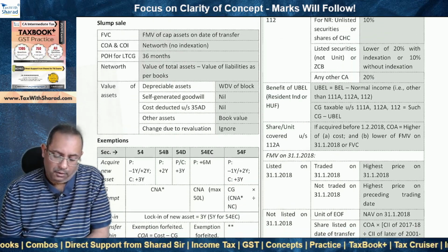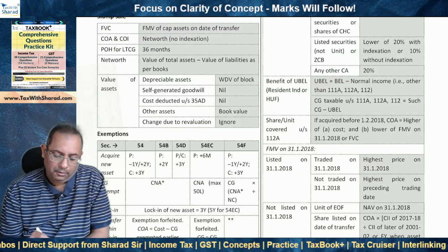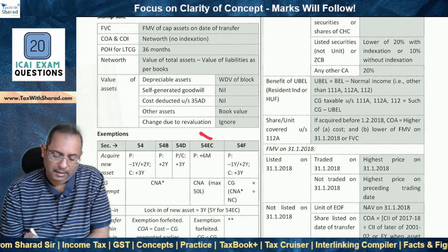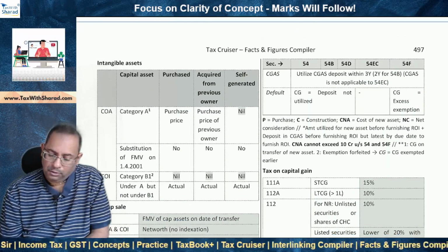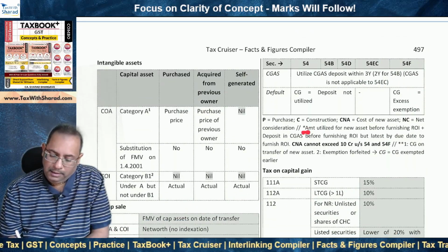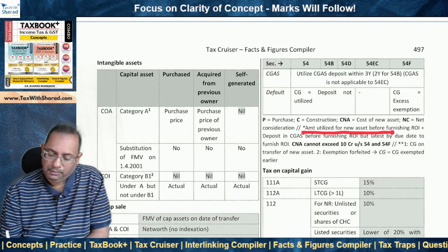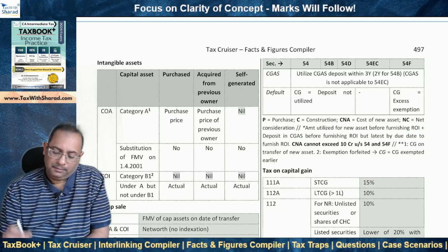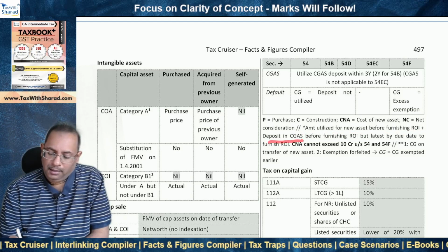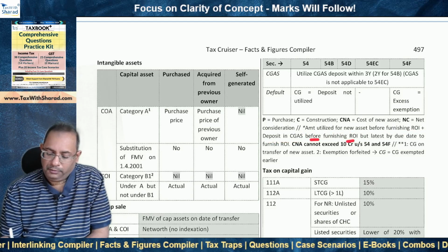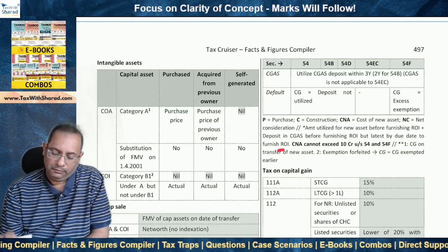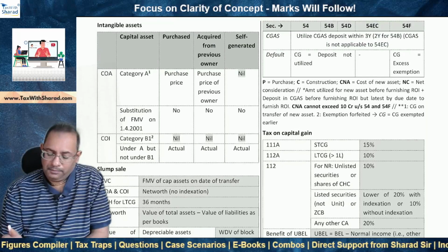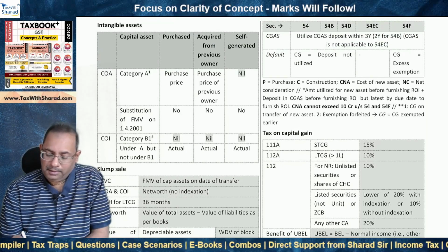Now, for all sections except 54EC, cost of new asset is what? It is the amount which is utilized for new asset before furnishing return of income, plus deposit in the capital gain account scheme before furnishing return of income, but latest by due date to furnish return of income. So both need to be added, and that is the value of cost of new asset which is applied for granting exemption.